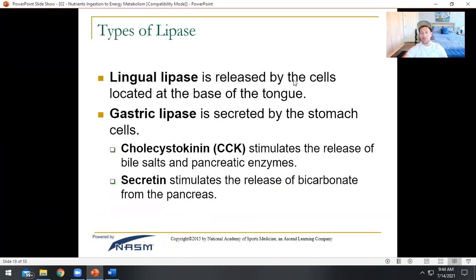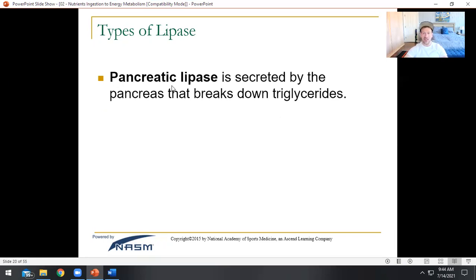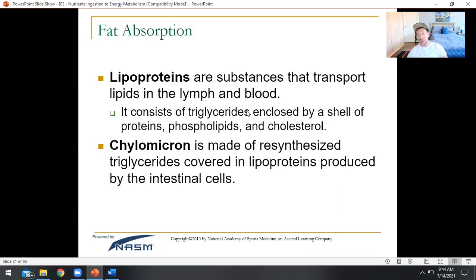So lingual lipase is released by your tongue. This is why you can taste fats. Gastric lipase is secreted by your stomach. Pancreatic lipase is created by your pancreas. And then your liver is creating that bile that we talked about earlier.